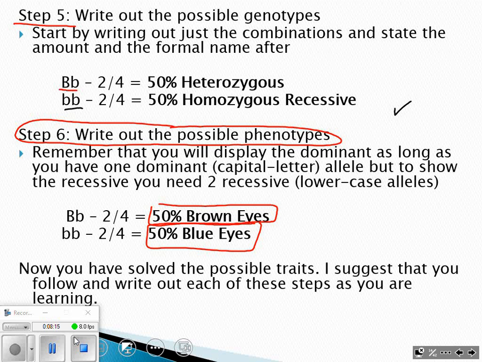Okay, so as I suggest, as you go through, you use each of these steps, and you're going to be required to use them later today. So now go ahead and try the practice problem on page 47 using those steps.